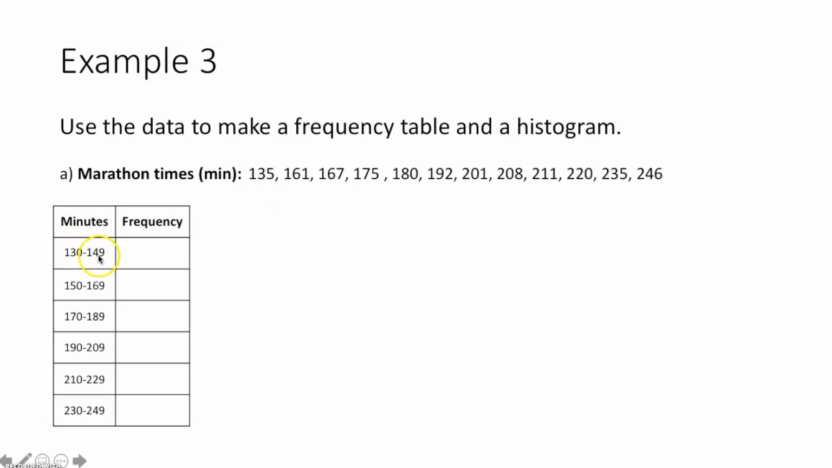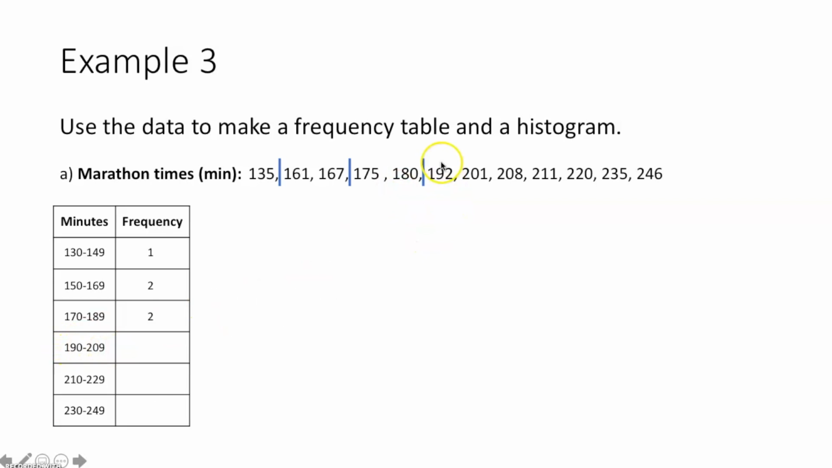130 to 149. How many times does that appear up here? Well, it looks like 135 would be the only one, right? So that would be a frequency of 1. Next, 150 to 169. Well, 161 falls in that interval, 167 falls in that interval, 175 does not, so it would be a frequency of 2. 170 to 189. Yes, that falls in that interval. Yes, falls in the interval. No, outside the interval. So again, a frequency of 2.